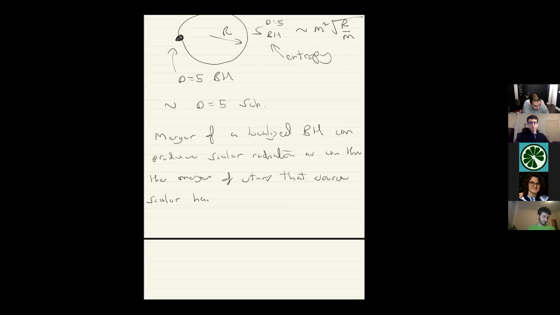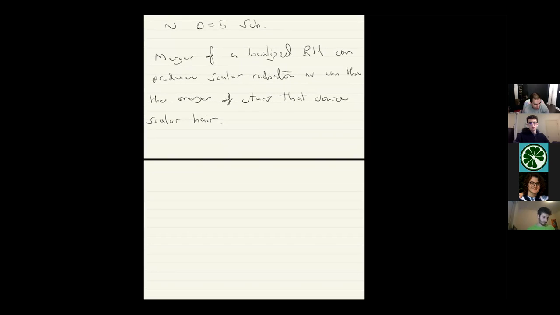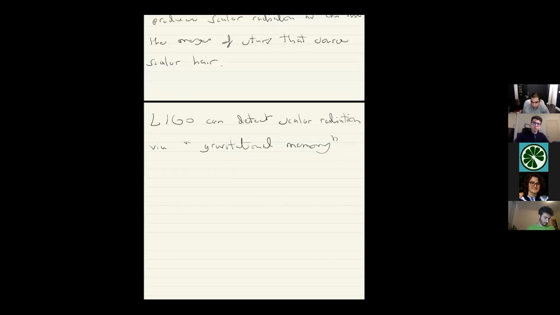So who cares? Well, it's kind of interesting because LIGO in principle can detect, or maybe the next generation of gravitational wave interferometers like LISA can in principle detect scalar radiation, in a way that we're actually outlining in this paper, via something called gravitational memory. And I'll just draw what gravitational memory is.